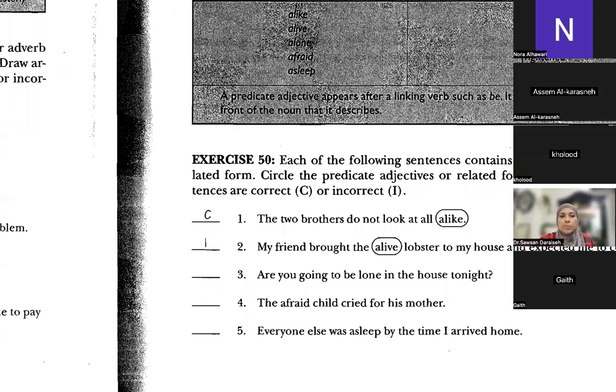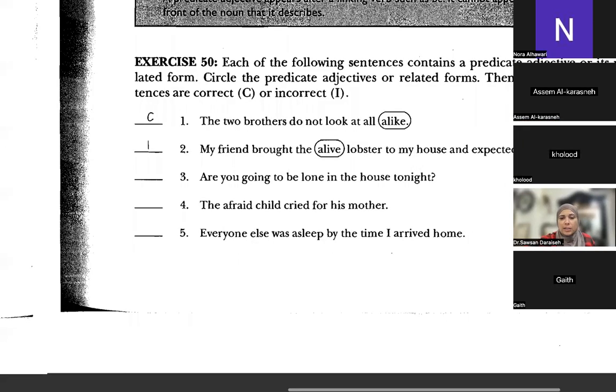Okay. Can you hear me, Doctor? Yes, loud and clear. Yeah, go ahead. Number 4.